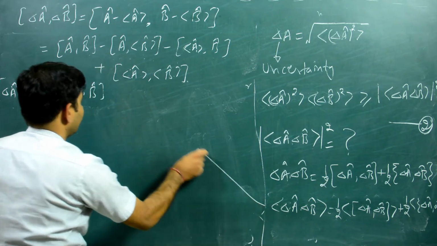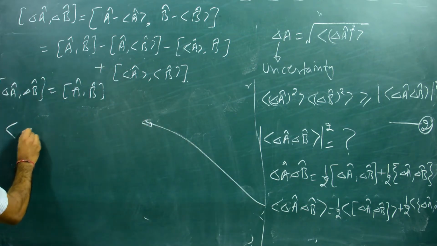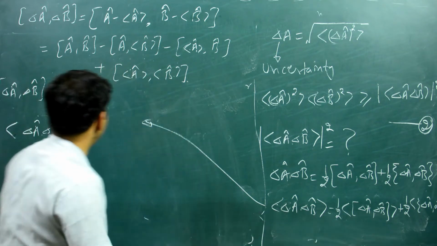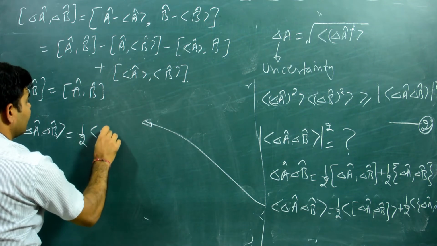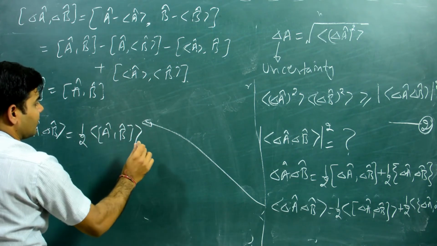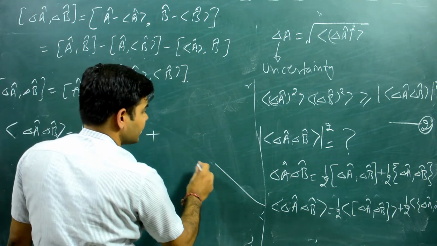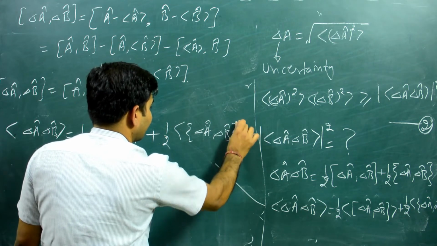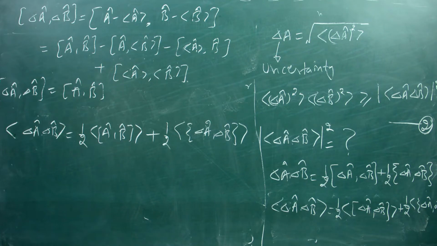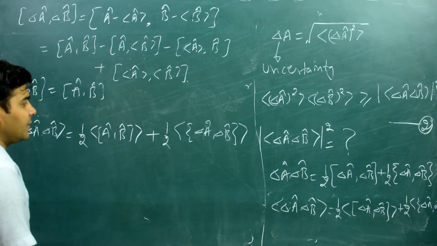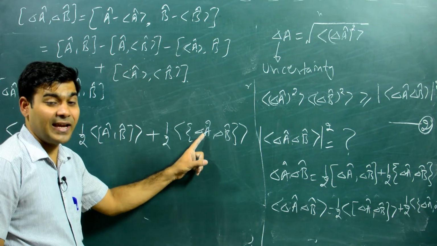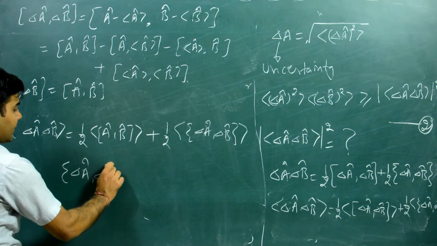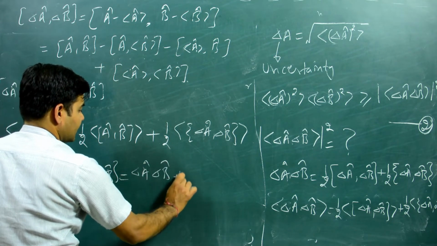So using this relation, the expectation value of delta A hat delta B hat is equal to half of the average value of the commutator of A and B, since the commutator of delta A and delta B can be replaced by the commutator of A and B, plus half the average value of the anti-commutator of delta A hat and delta B hat. Now you see that this is an anti-commutator of delta A and delta B, where delta A and delta B are both Hermitian, since A hat and B hat are Hermitian. So the anti-commutator of delta A hat and delta B hat is equal to delta A hat delta B hat plus delta B hat delta A hat.